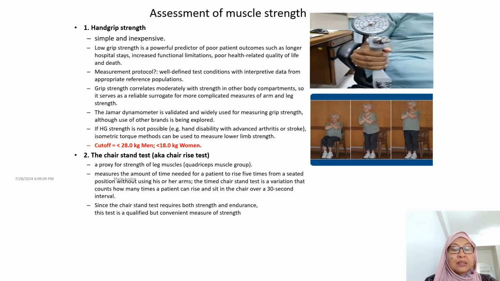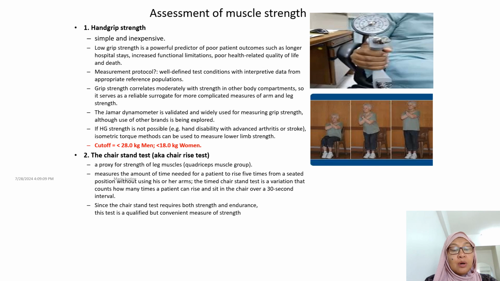Ensure the patient is seated with their elbow at a 90-degree angle and their forearm resting on the table. Instruct the patient to squeeze the dynamometer as hard as possible for a few seconds, or at least 2 seconds. Record the highest value from 3 attempts for each hand.